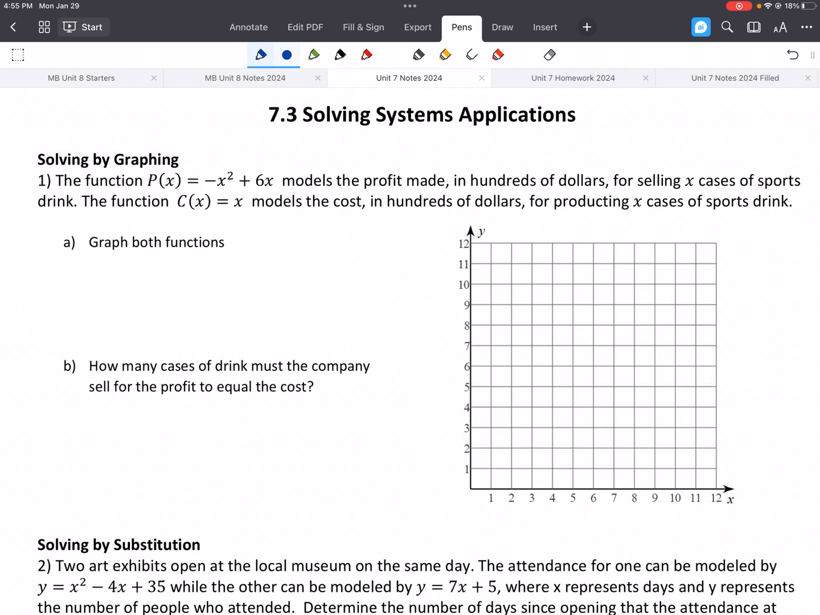All right, everybody, this is 7.3, solving system applications. So basically, we're doing the same as we did for 7.1 and 7.2, but using word problems, okay? So let's just get right into it.